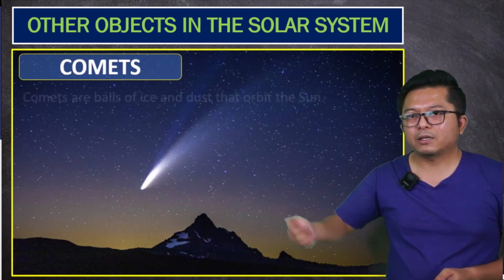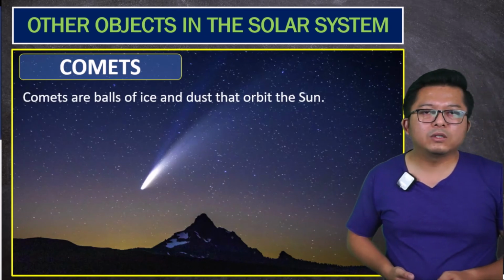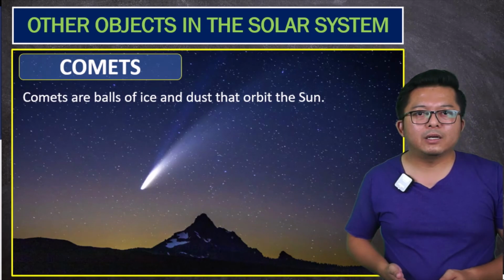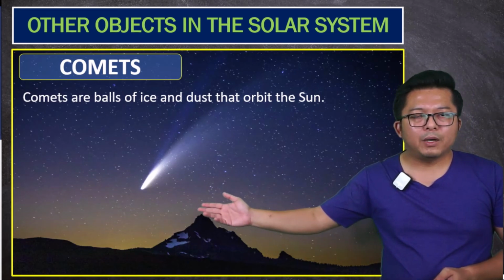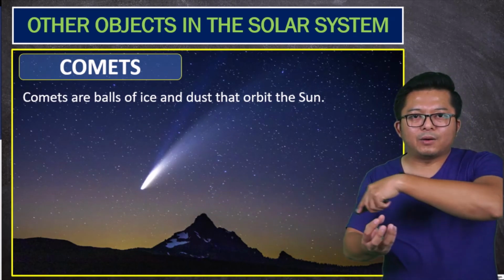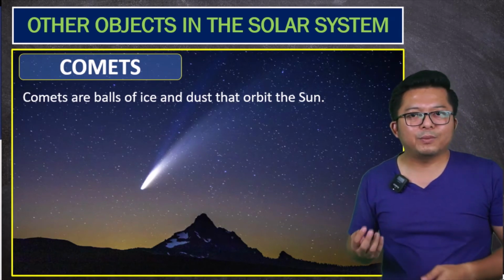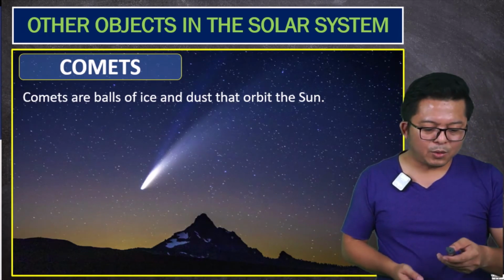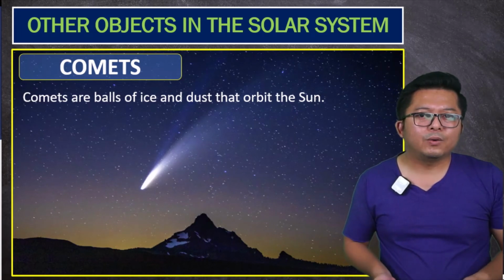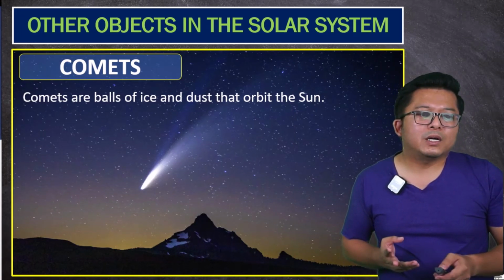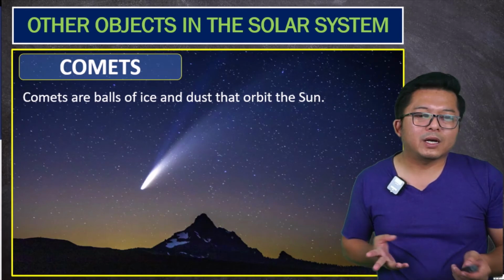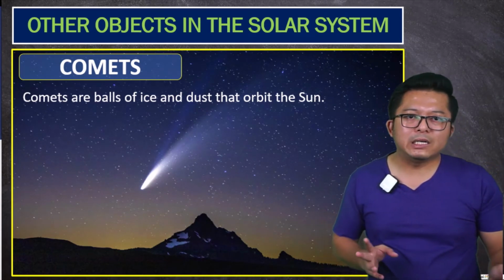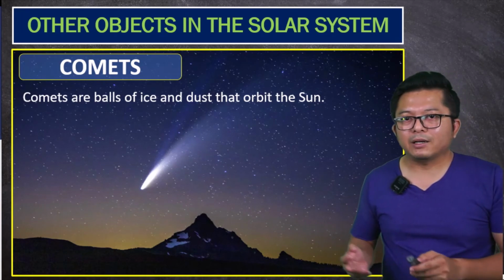Okay. Now, what is a comet? Comets are balls of ice and dust that orbit the sun. This is a comet and it orbits around the sun. I'm not sure how it orbits, but it orbits around the sun. It moves around. So that is what we call comets. How do they know it moves around the sun? Some scientists have researched this. Some comets come back after years and years. They come back again and again.